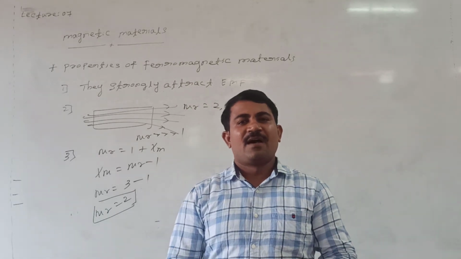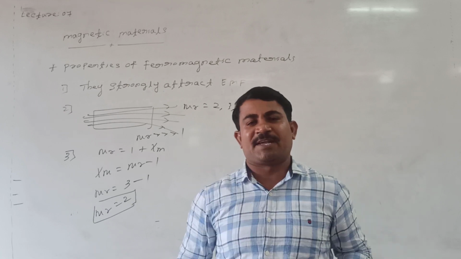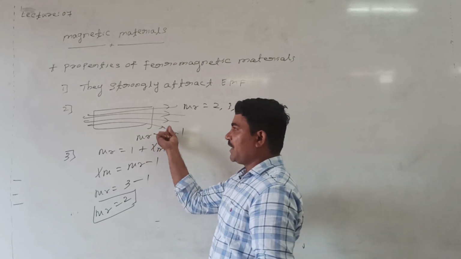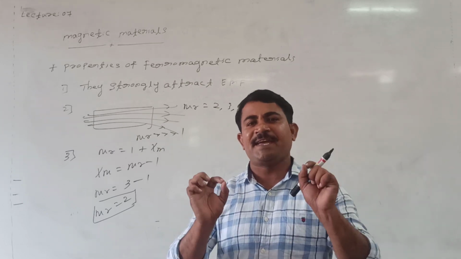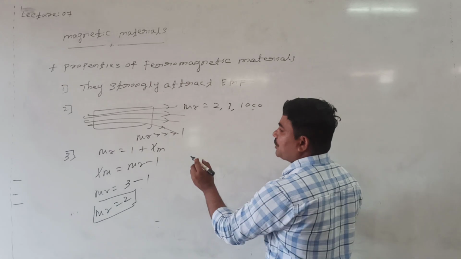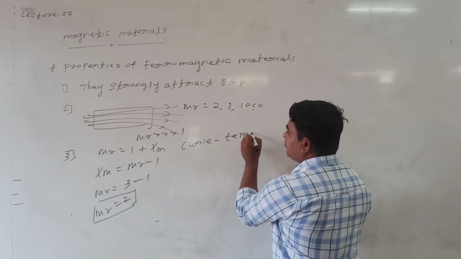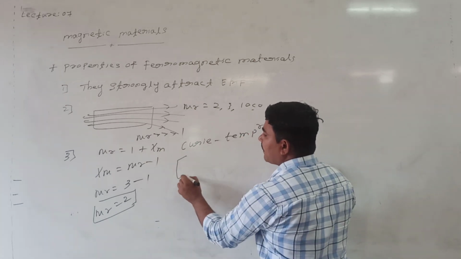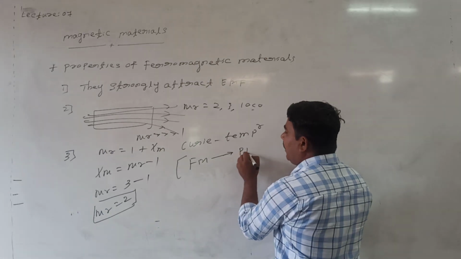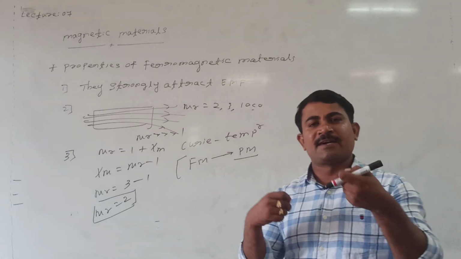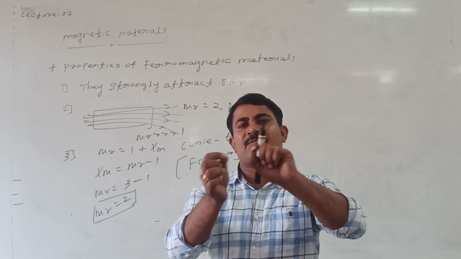And also, when the temperature of a ferromagnetic material increases, it converts into a paramagnetic material. At a particular temperature, the ferromagnetic material acts as a paramagnetic material. That temperature is called the Curie temperature. At this temperature, the ferromagnetic material is converted into a paramagnetic material, because the magnetization of the ferromagnetic material depends on temperature.